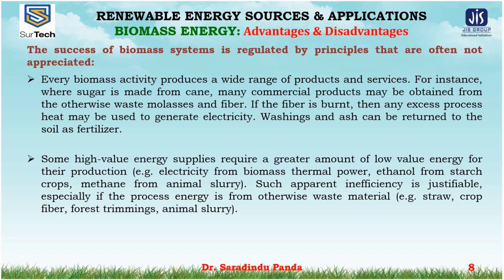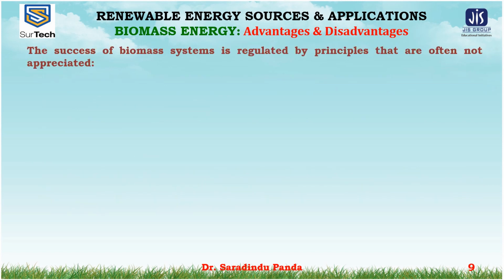Some high-value energy supplies require a greater amount of low-value energy for their production, such as electricity from biomass thermal power, ethanol from starch crops, methane from animal slurry, etc. Such apparent inefficiency is justifiable, especially if the process energy is from otherwise waste material, like straw, crop fiber, forest trimmings, and animal slurry.